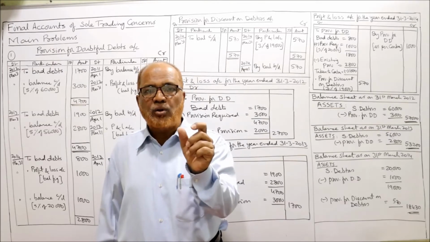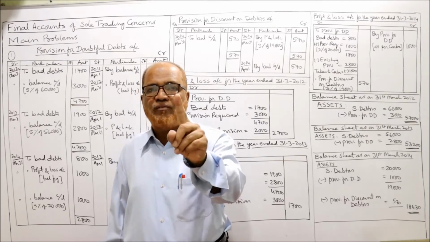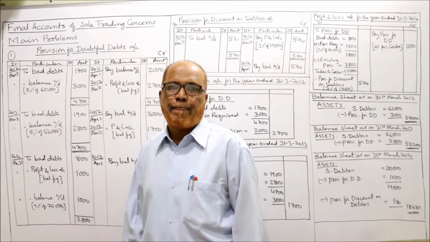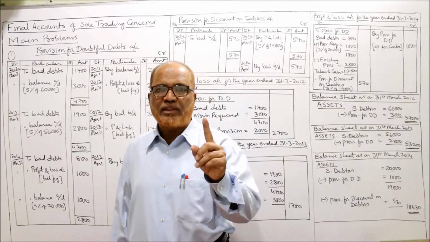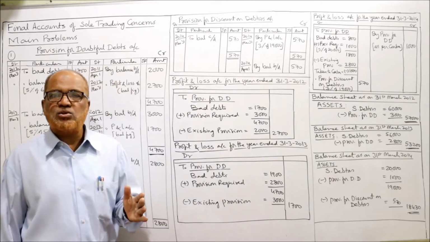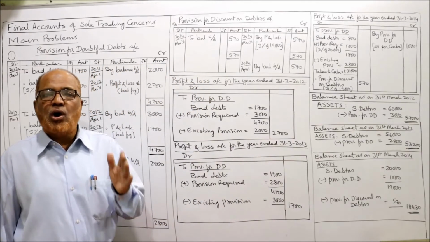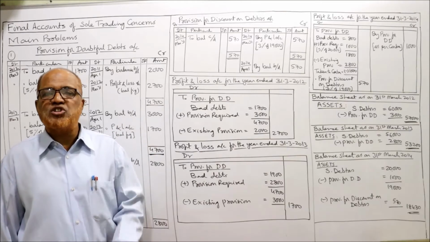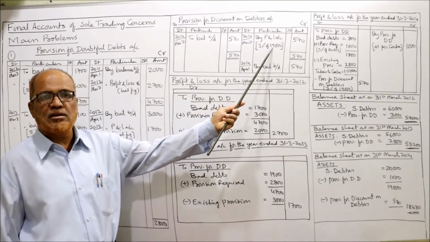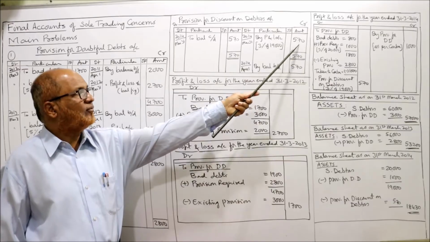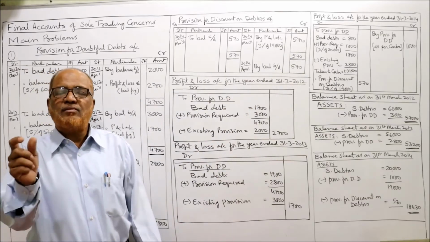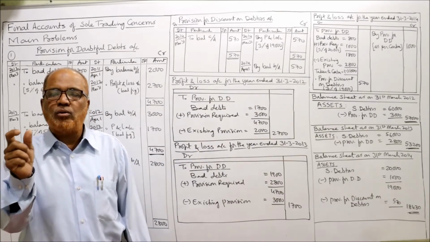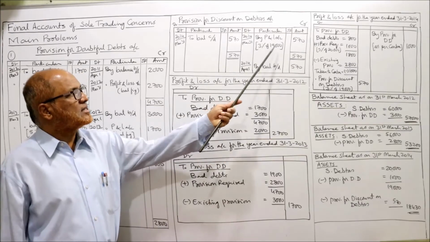Total debts are 20,000. Out of 20,000, 1,000 rupees are doubtful. Provision for doubtful debts 1,000. So 20,000 minus 1,000, 19,000. On 19,000 we have to make a provision for discount on debtors at 3%. So 3% of 19,000 we get 570. So 570 is the provision for discount on debtors. So credit side we have taken.